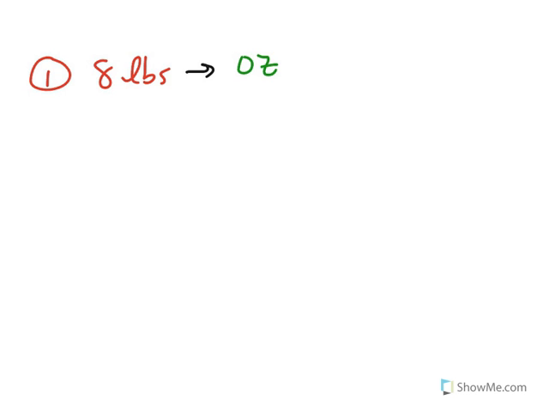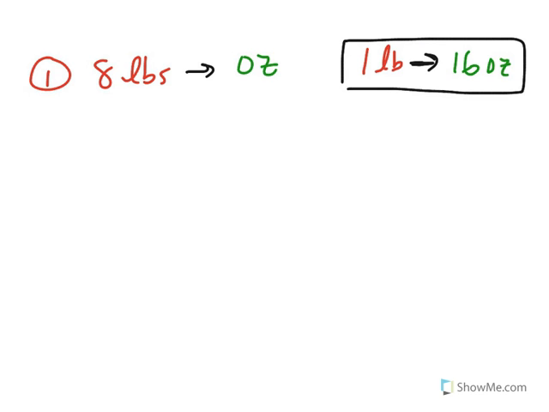The first example we have here is that we have 8 pounds and we want to figure out how many ounces that is. So the first thing I need to know is the conversion factor, and that's what tells me the relationship between the number of pounds and the number of ounces. And what I know is that 1 pound equals 16 ounces, and this will usually be given to you when you're given this type of problem. So that's the factor that we're going to work with.